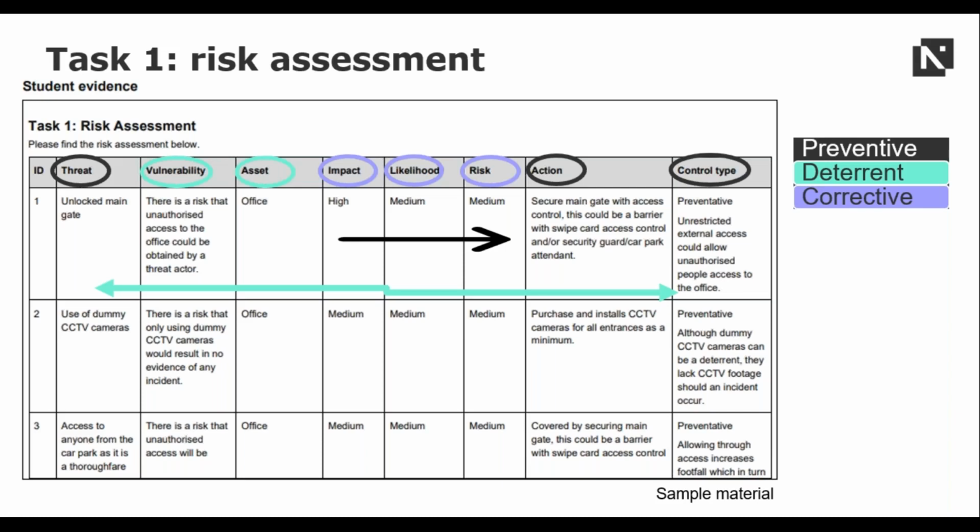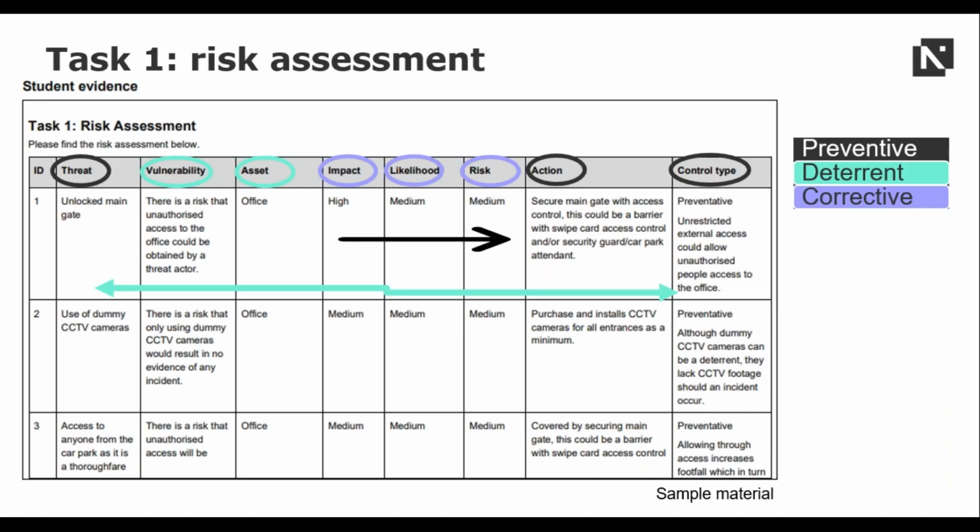Now, a preventative control aims to stop a risk from happening in the first place. So examples include security measures like firewalls and access controls, training programs for employees, and quality control procedures.